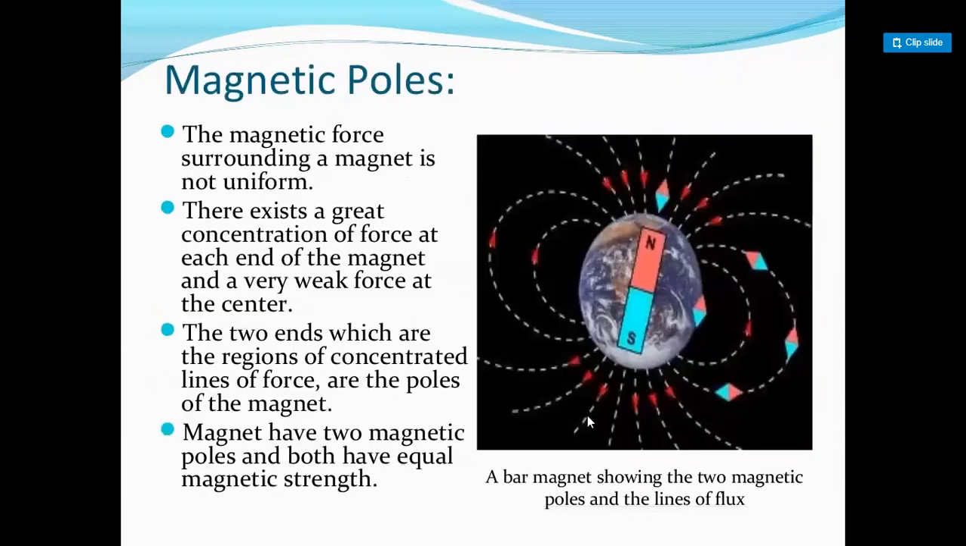Magnetic force. The magnetic force surrounding a magnet is not uniform. There exists a great concentration of force at each end of the magnet and a very weak force at the center. The two ends, which are the regions of concentrated lines of force, are the poles of the magnet. A magnet has two magnetic poles and both have equal magnetic strength. Here is a bar magnet showing the two magnetic poles and the lines of flux.